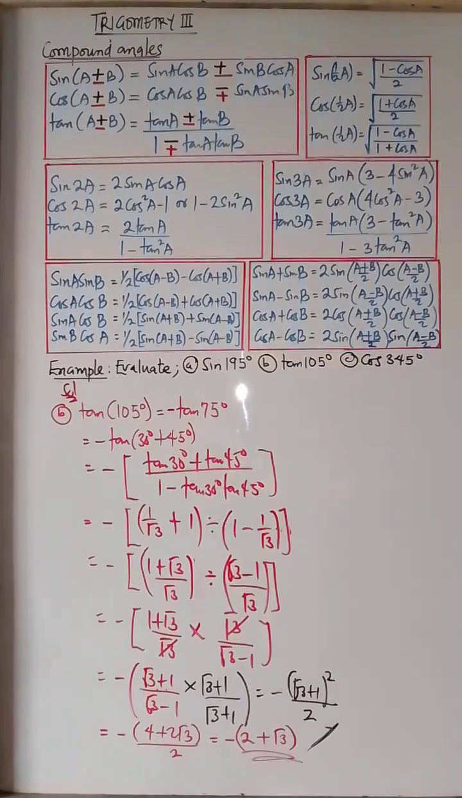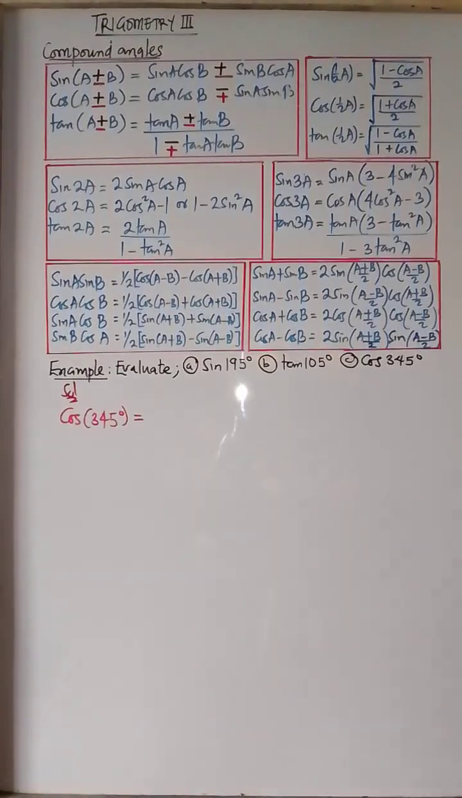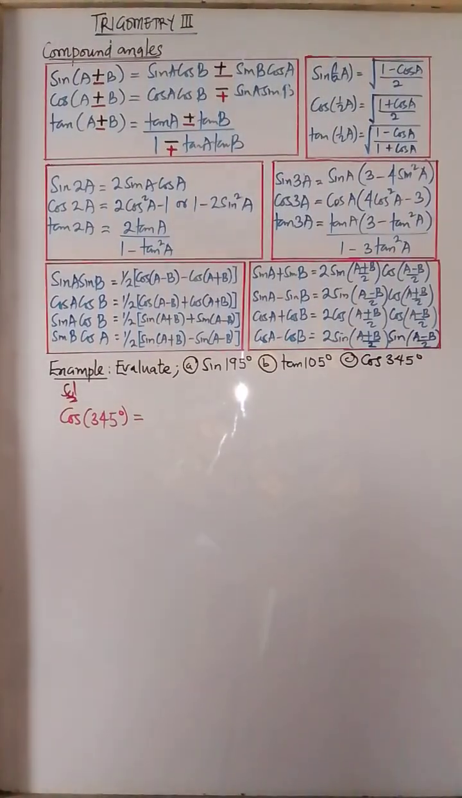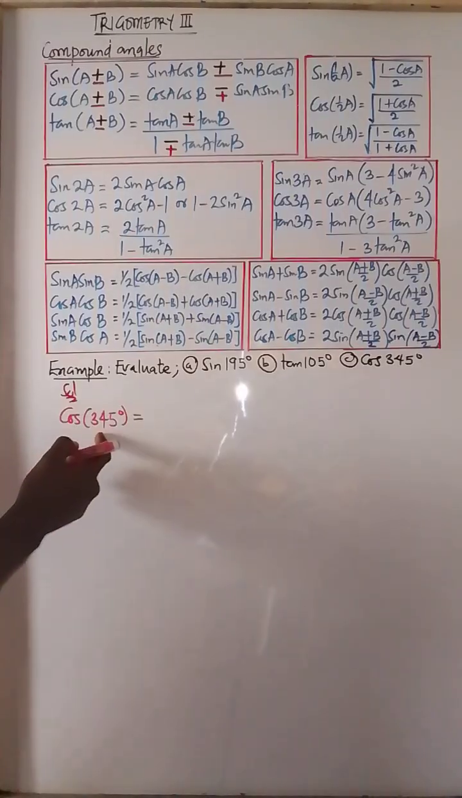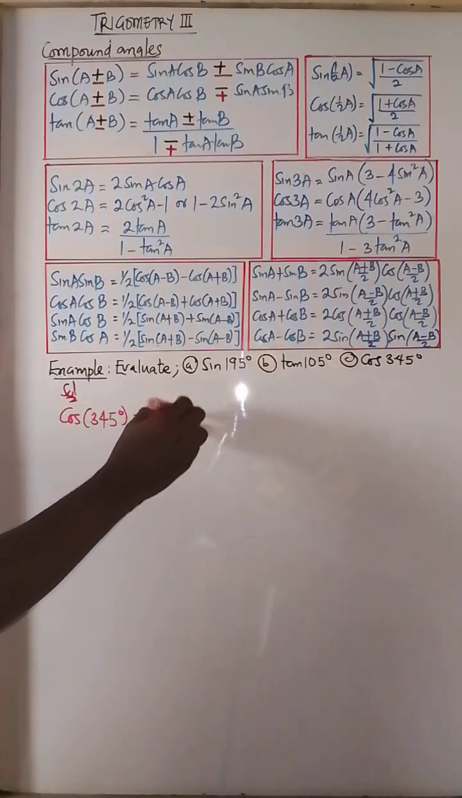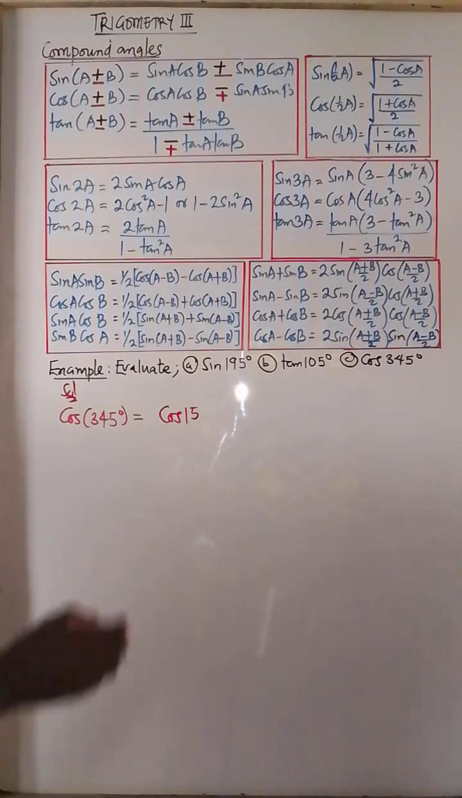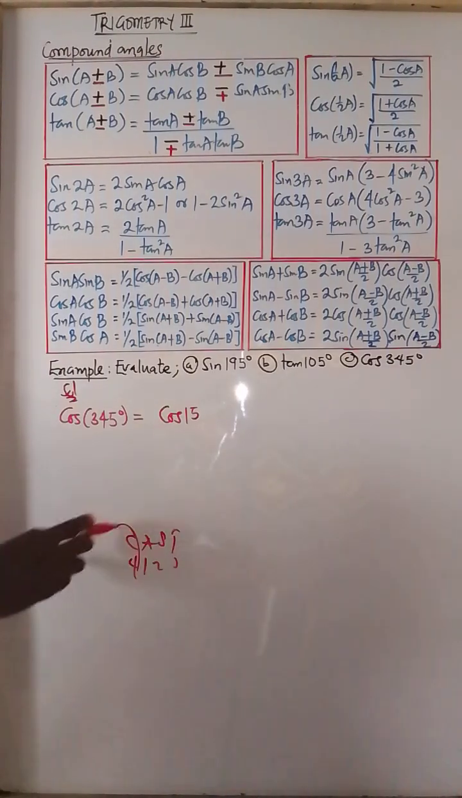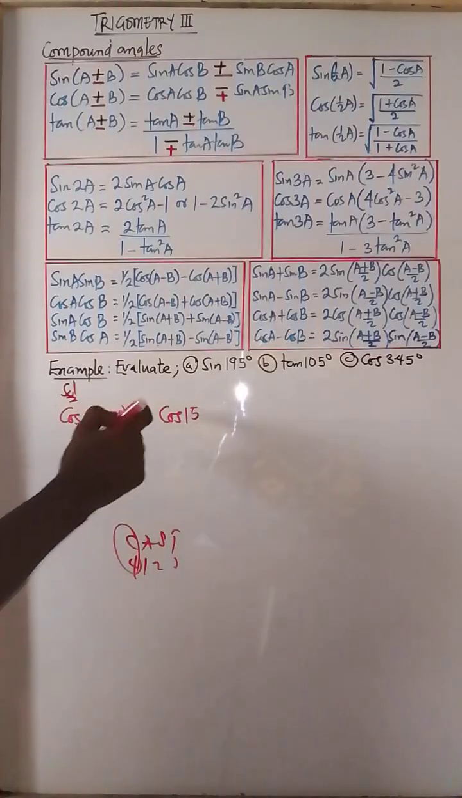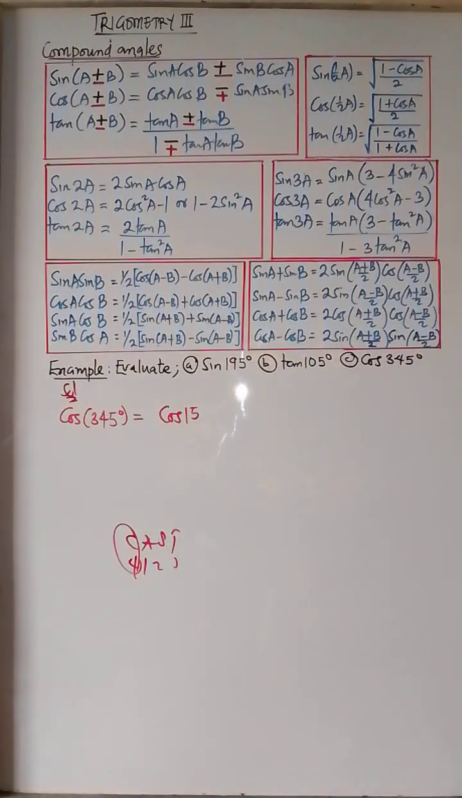The last one: cos 345. 345 is obviously an angle in the fourth quadrant. So what do we do for an angle in the fourth quadrant? We subtract the angle from 360. So 360 minus 345 is 15. So this is equivalent to cos 15. And in the fourth quadrant, what happens? Cos, 4, 1, 2, 3. In the fourth quadrant, cos is positive. So this remains positive, not negative.